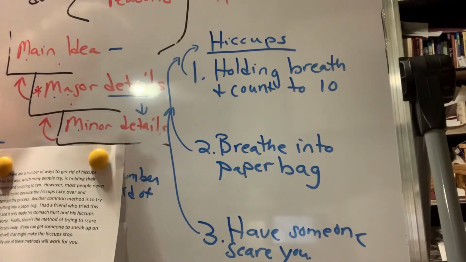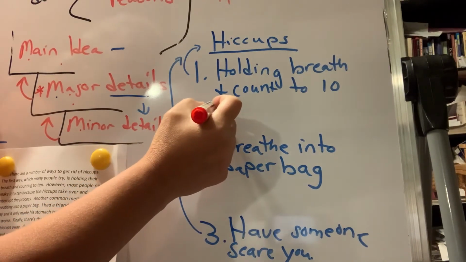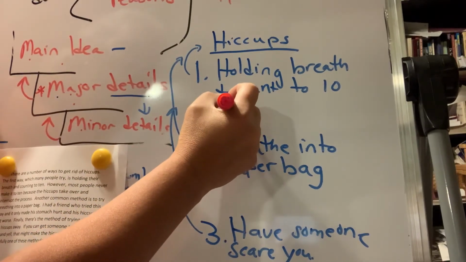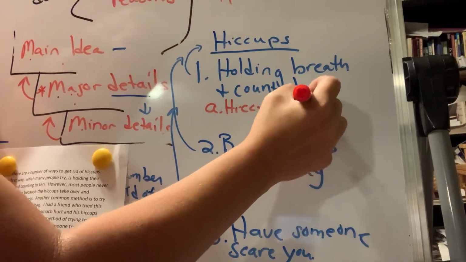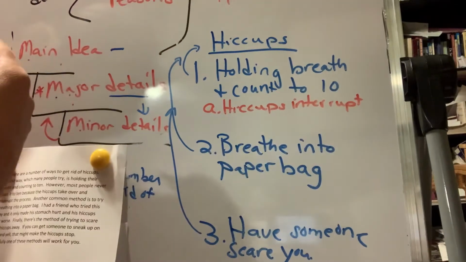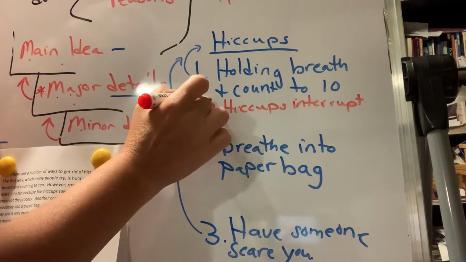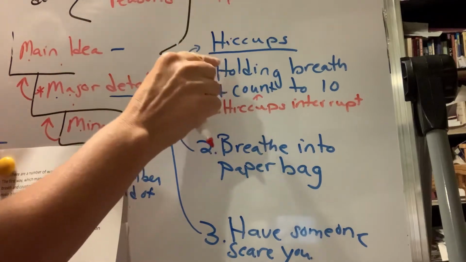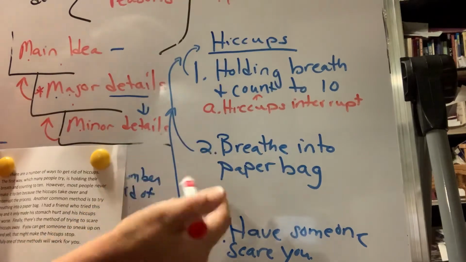Our minor details for holding our breath and counting to 10, we'll put that as A, would be the hiccups interrupt. Or you may have written, you never make it to 10. Okay, but that's the minor detail. That talks specifically about this major detail. It doesn't talk so much about the main idea of getting rid of the hiccups.